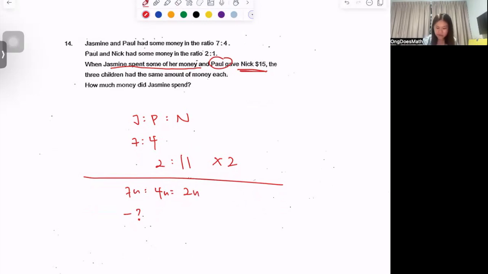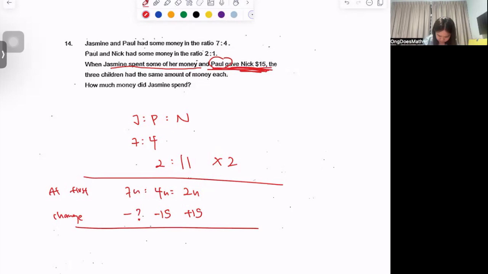Okay, so Paul gave Nick $15. So Paul now has $15 less, Nick has $15 more. Then they end up with the same amount. So Jasmine has the same amount as Paul, who has the same amount as Nick. So this is at first, this is the change, this is in the end.